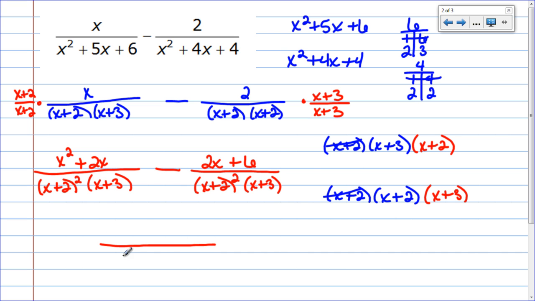I can subtract. My denominator is going to be x plus 2 squared times x plus 3. And my numerator, I'm going to subtract like terms. So my x squared has nothing over here to subtract, so it's just going to stay x squared. Then I have 2x minus 2x, so they just cancel each other out. And then I have nothing to do with minus 6, so minus 6 is the rest of it. So that becomes my final answer. I've now subtracted. We'll call it done.